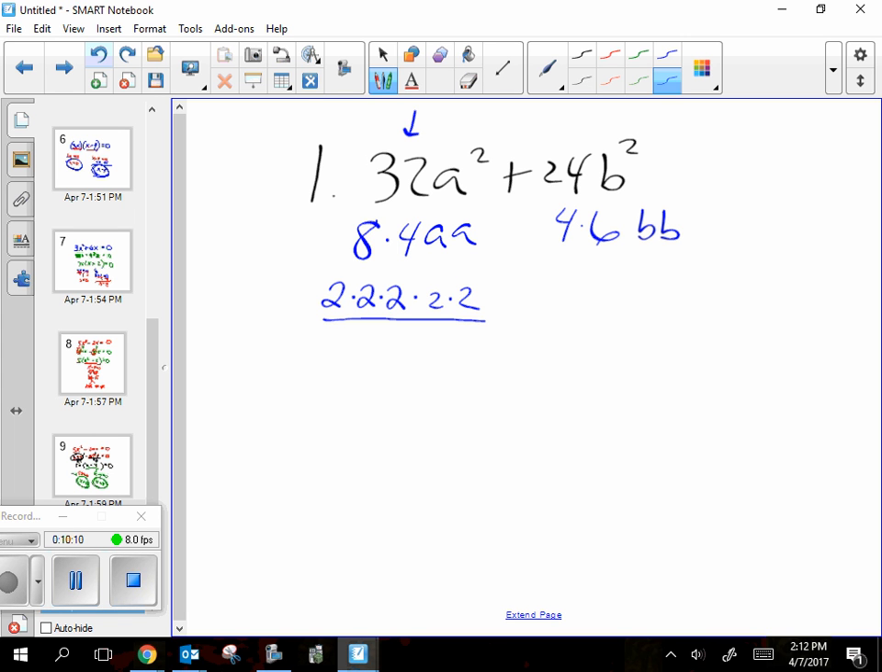Please, look up this way. You got to learn this. All right, then this 4 can break into 2 times 2. This 6 can break into 2 times 3. There. Now I've broken it up all the way.